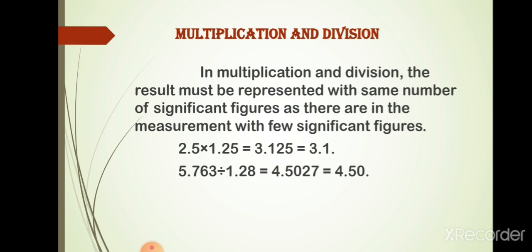Next example is 5.763 divided by 1.28. Here the answer is 4.5027. Considering the rule, it can be reported as 4.50.